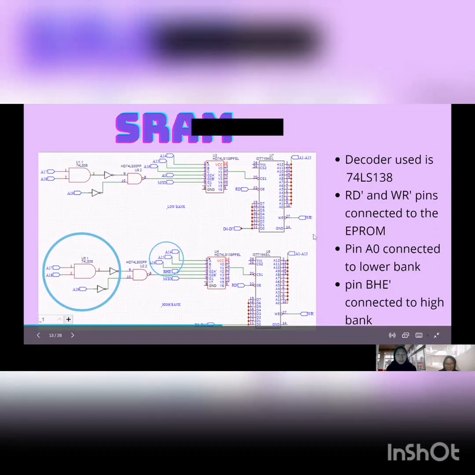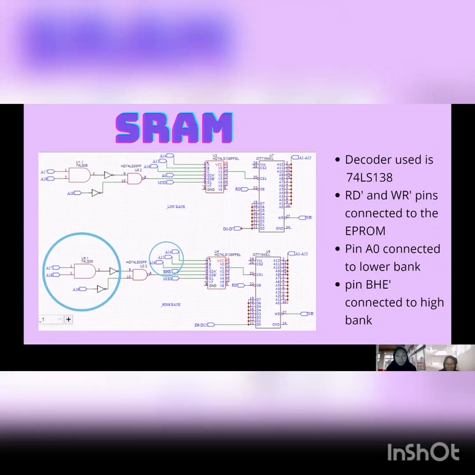Now I'm going to explain about the SRAM connection to the 80X6. Same as the EEPROM, the decoder used here is also 74LS138. The SRAM can do read and write operations, so we connect the RD and WR pins to the SRAM.